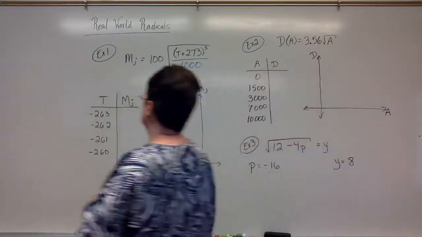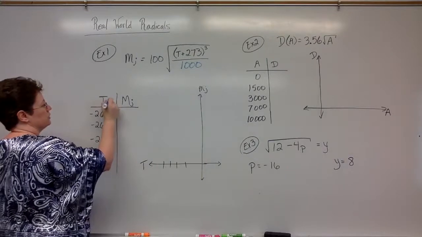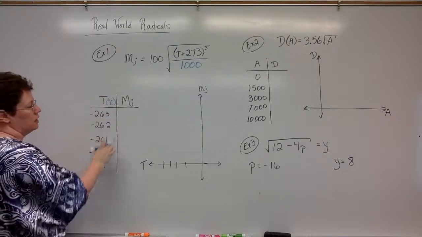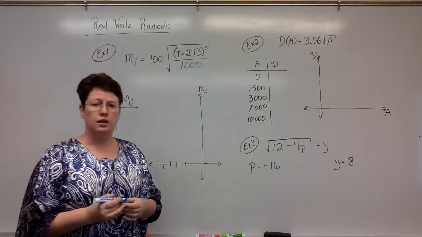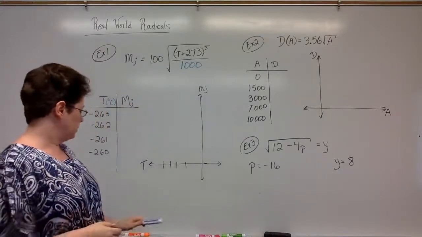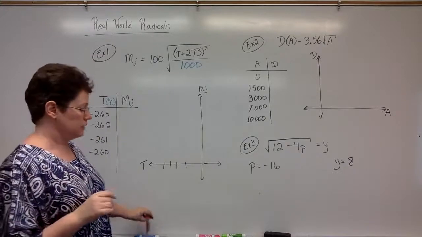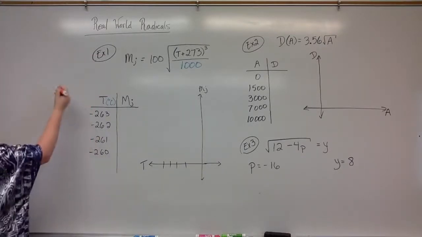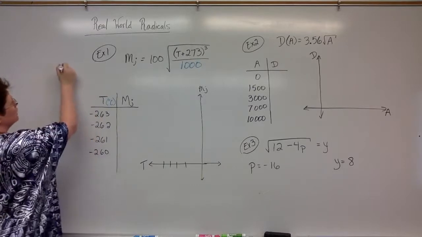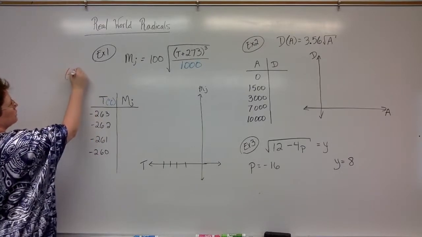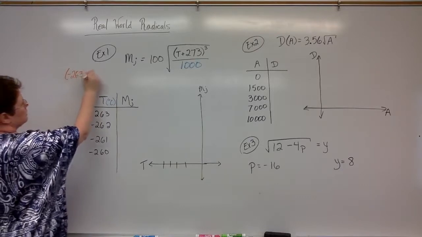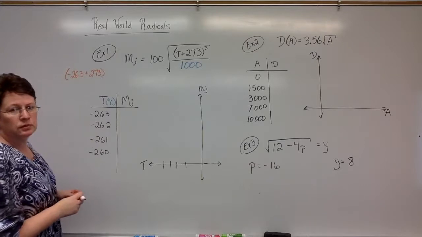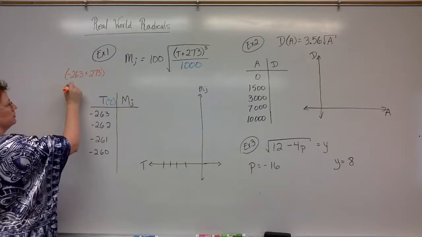So T is in degrees Celsius. And we're going to plug in this T into our equation. Now, for some of you, you may not know how to do this in the calculator. Super easy. It's not a big deal. Okay? So what I want you to do is we're going to step this through, okay? So first thing I'm going to do is take negative 263 plus 273. Okay? I'm going to hit enter. Get an answer. Well, that's 10.